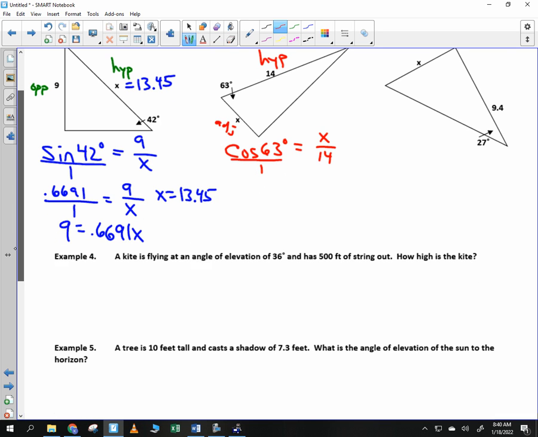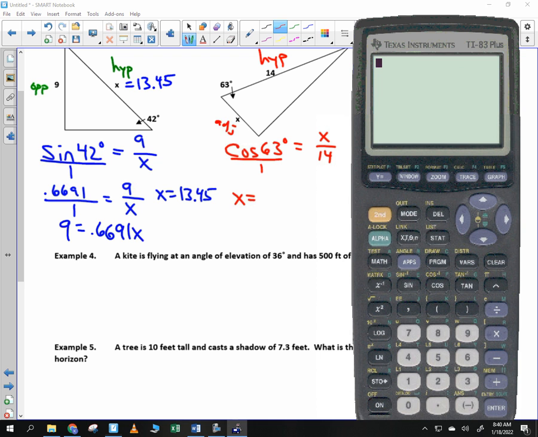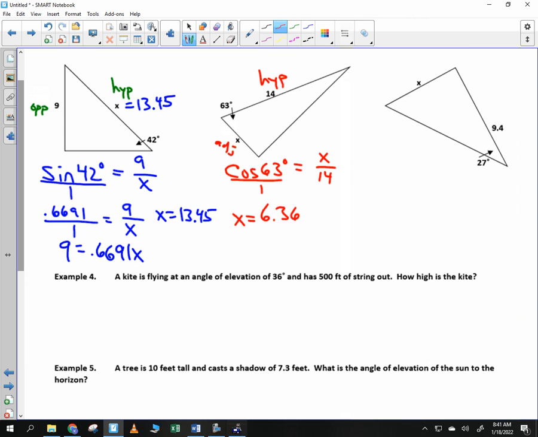I always write that over 1, and I cross multiply. X times 1 is x. And then I have the cosine of 63 times 14. I want to show you something you have to be very careful of. Don't go cosine of 63 times 14, because now it's taking the 63 and multiplying by the 14 first. So make sure that you either close your parenthesis or you write 14 times the cosine of 63. If you like to convert the cosine of 63 into a decimal first, you can, but we get 6.36. And that should be smaller than the 14.